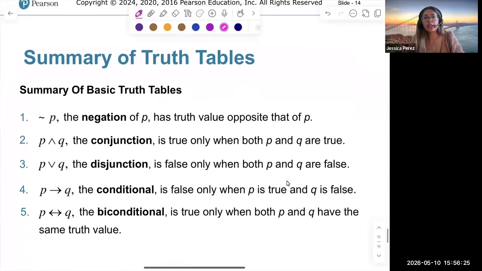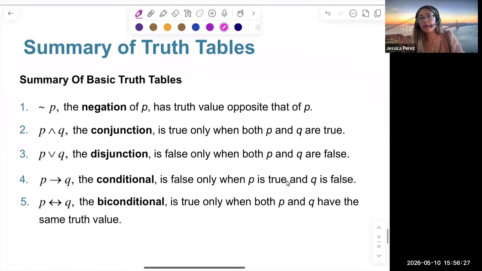And then you want to talk about the summary of what we discovered and what we talked about in this section, in this chapter in general. You have the negation of P, which is the opposite of P. P and Q is a conjunction. P or Q is a disjunction. P implies Q is a conditional. P if and only if Q is a biconditional, it's only true when both P and Q have the same truth value.